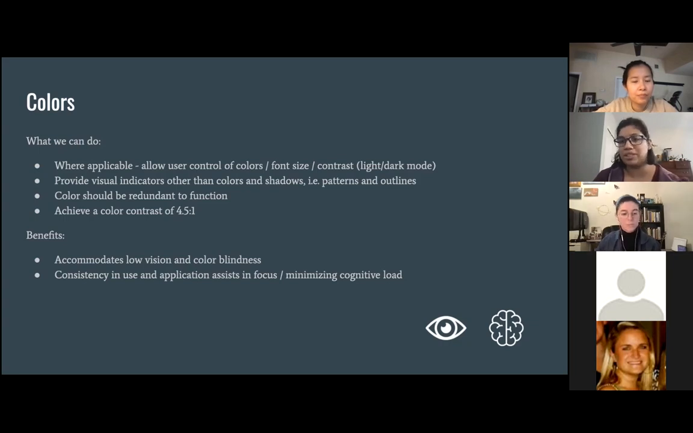Usually the best way to do this is by including a pattern or an outline to indicate that something has been selected or deselected or highlighted or for whatever reason. Shadows are also really hard to see, so just relying on a shadow pop-up if you're hovering over something is not going to communicate to a lot of people. A wide range of visual impairments can't see shadows, so consider that in our design.